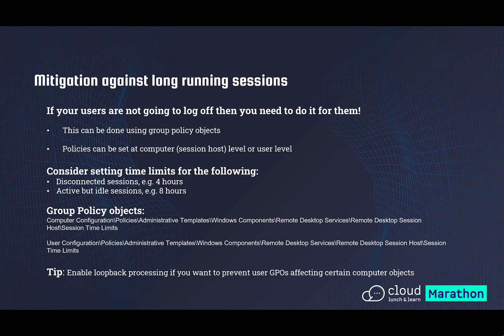I've just left a reference on the screen to the locations of those GPO objects if you want to set those. And a quick tip here, you may want to enable a feature called loopback processing if you want to prevent user GPOs from affecting certain computer objects. So what I mean by that is if you set up these GPO objects for users or for particular users, but you only want to affect their WVD session hosts, not their laptop or their desktop computer that's in the office. If they're using that for remote desktop as well, you can apply these policies only to certain computer objects by using that loopback processing feature.